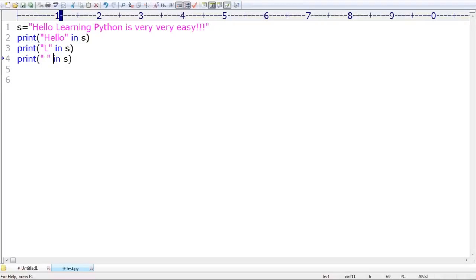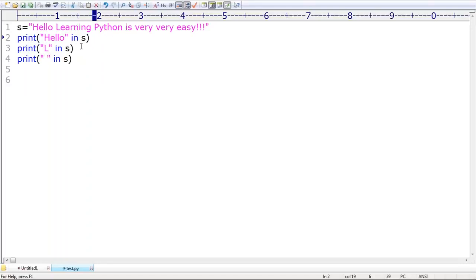That's all about the in operator, right? We can use the in operator at a time for only one argument. Next, you can also use a combination of operators. If you want to check multiple things, like "Hello" in S, or "L" in S, with the or symbol, we are allowed to use it, no problem at all.